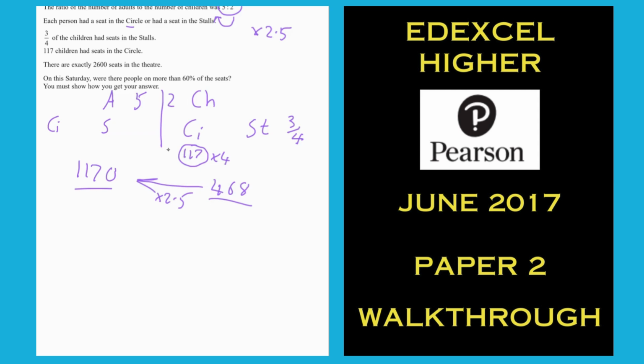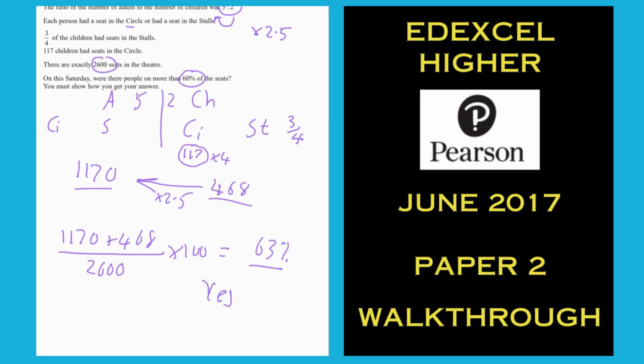You know how many adults, but now not only do you know how many adults and children you've got, you now know how to work out the percentage of seats being used. So total seats being used is those two numbers added out of 2,600 in the theatre and times it by 100, we get 63%. Now, when you've done a lot of working out, always read the question, make sure you answer it. On Saturday, were there people on more than 60% of the seats? Bosh. So yes.